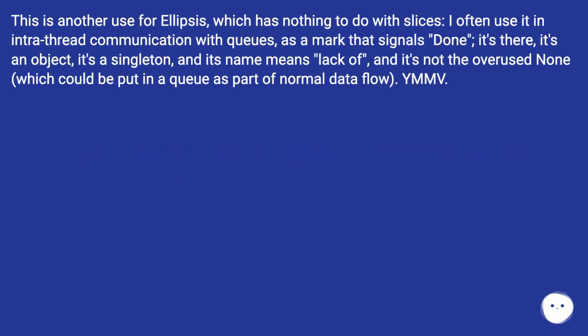This is another use for ellipsis, which has nothing to do with slices. I often use it in intrathread communication with queues, as a mark that signals done. It's there, it's an object, it's a singleton, and its name means lack of, and it's not the overused None, which could be put in a queue as part of normal data flow. YMMV.